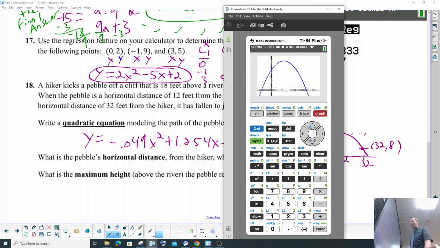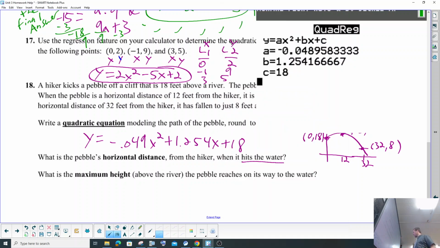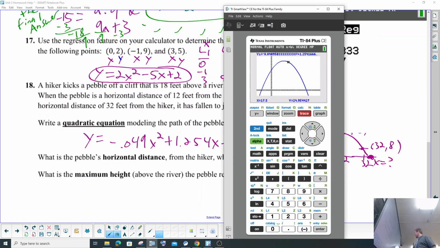Yeah, now we can see the parabola and get the answer to the horizontal distance when it hits the water. And so that's this part right here. So what's that x value, basically? You can go trace and go all the way down there. What's that x value? 30-something? So about 35, 36.